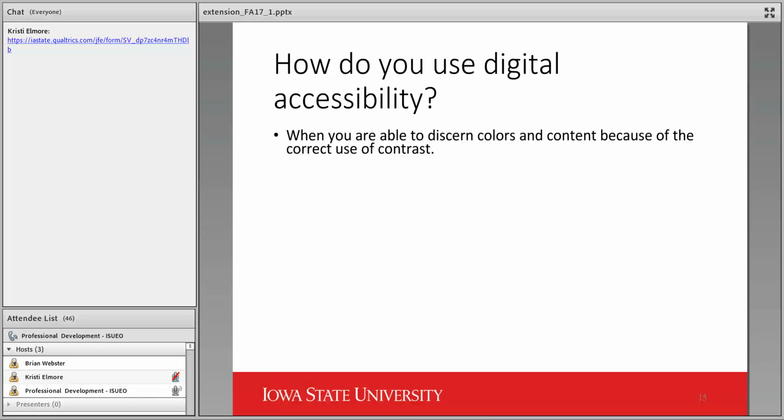We talked about different examples. Here is a list of what I can think of that you might come across. When you're able to discern colors and content, like I just said, it's because of correct use of contrast. This is something you are going to have to take into account when you're putting together your digital content. Have it be contrasting enough so that people are able to discern it.